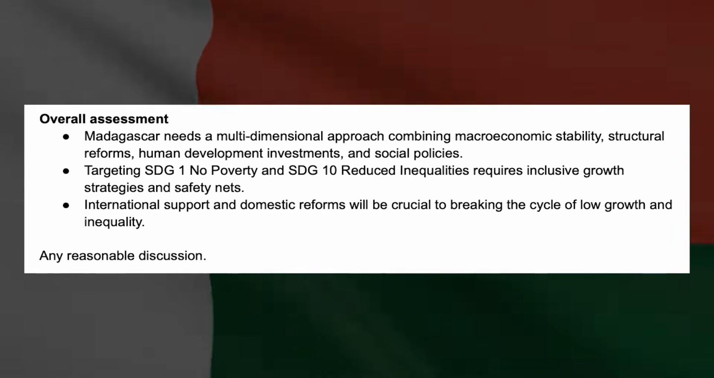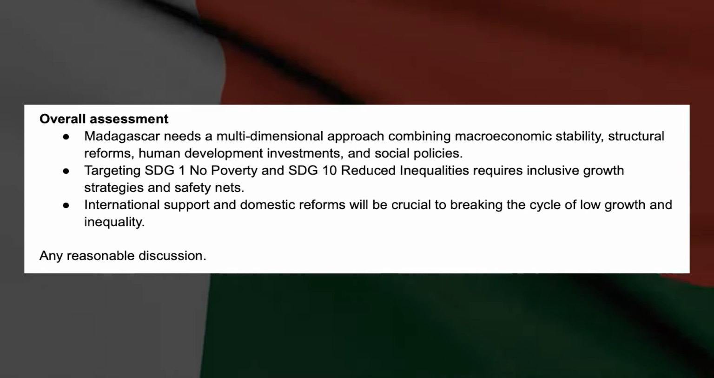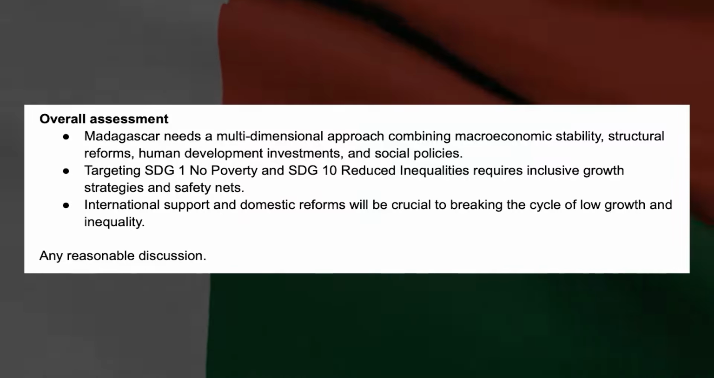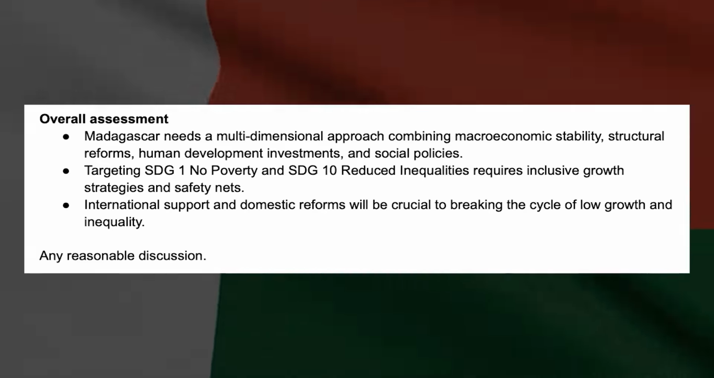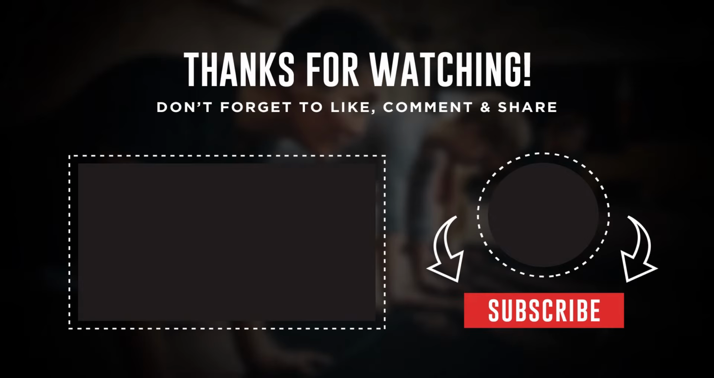Overall assessment. Madagascar needs a multidimensional approach combining macroeconomic stability, structural reforms, human development investments, and social policies. Targeting SDG 1, no poverty, and SDG 10, reduced inequalities, requires inclusive growth strategies and safety nets. International support and domestic reforms will be crucial to breaking the cycle of low growth and inequality. Any reasonable discussion.